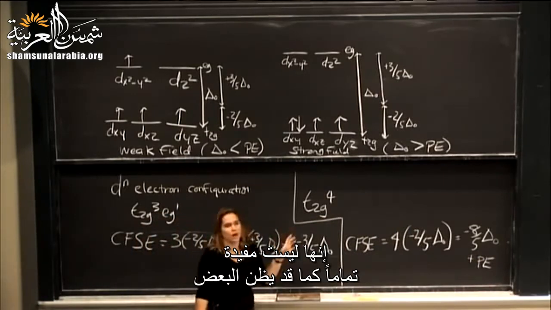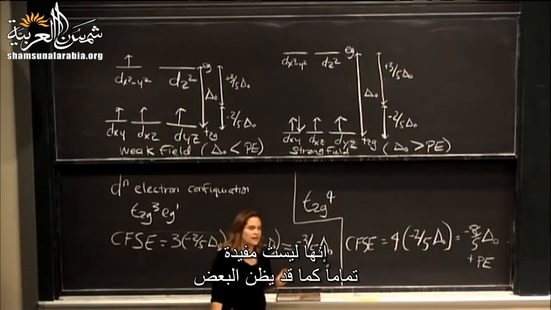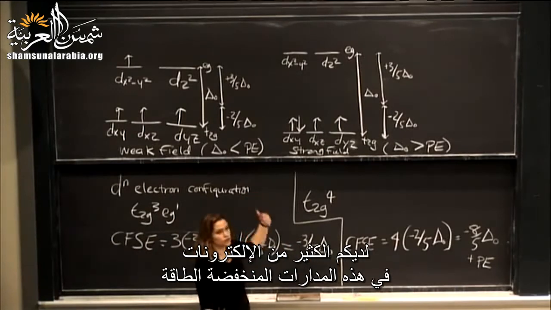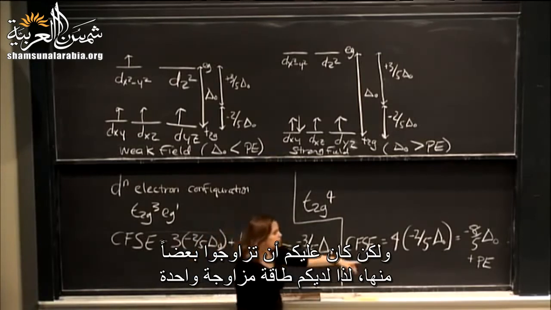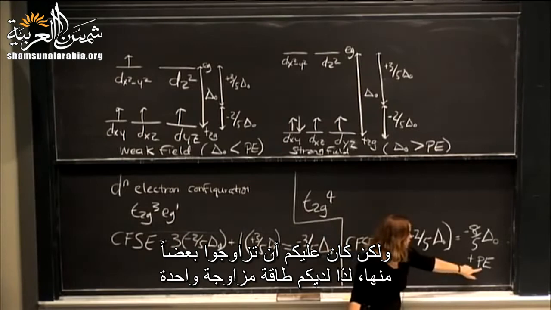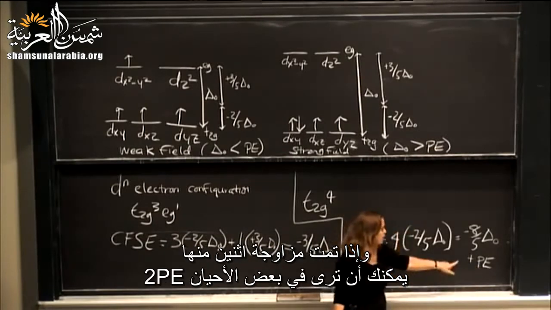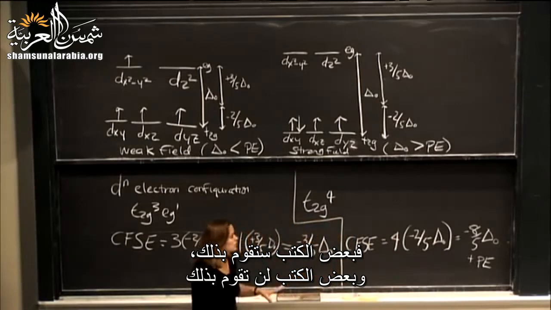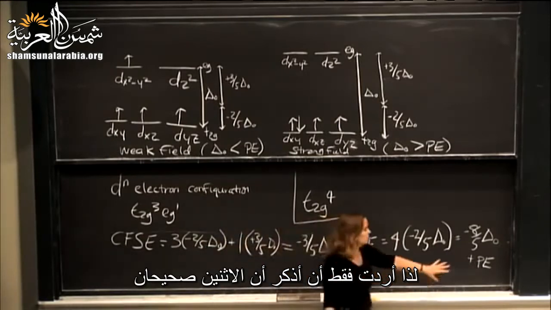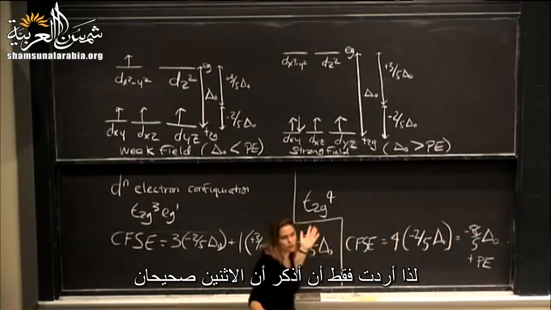So it's not quite as beneficial as one might think. You do have a lot of electrons in these lower energy orbitals, but you did have to pair some of them. So you had 1, and if 2 of them are paired, you can see sometimes 2 PE. Some books will do that, some books will not. So I just wanted to mention that both are okay.